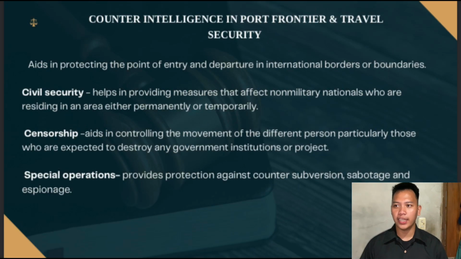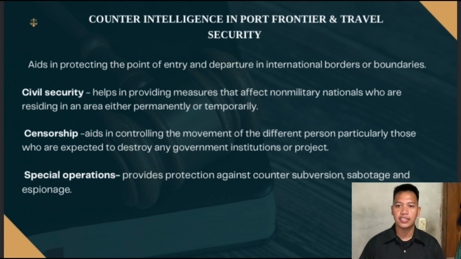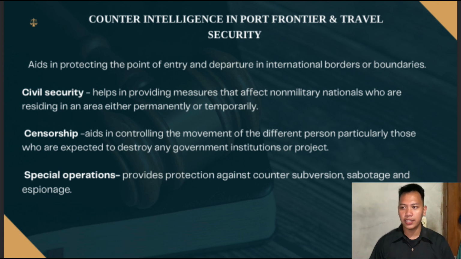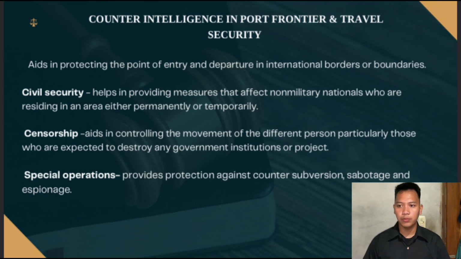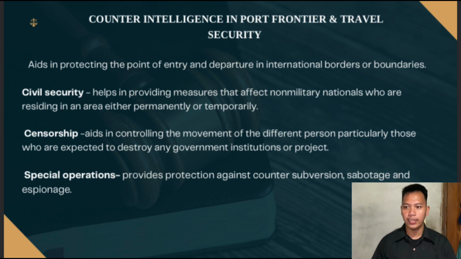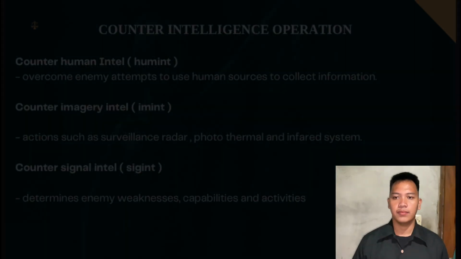Counterintelligence in port, frontier, and travel security is in protecting the point of entry and departure in international borders or boundaries. Civil security helps in providing measures that affect non-military nationals who are residing in an area either permanently or temporarily. Censorship is in controlling the movement of the different persons, particularly those who are expected to destroy any government institution or project. Special operations provide protections against counter-subversion, sabotage, and espionage.